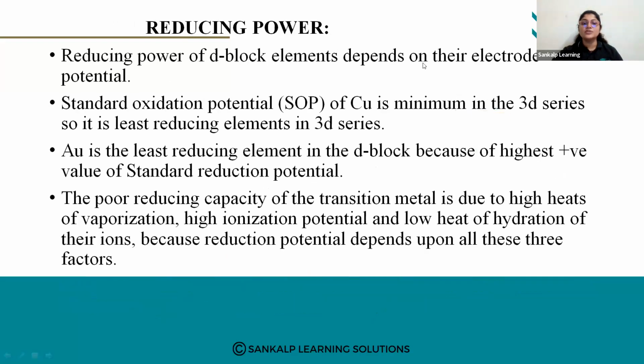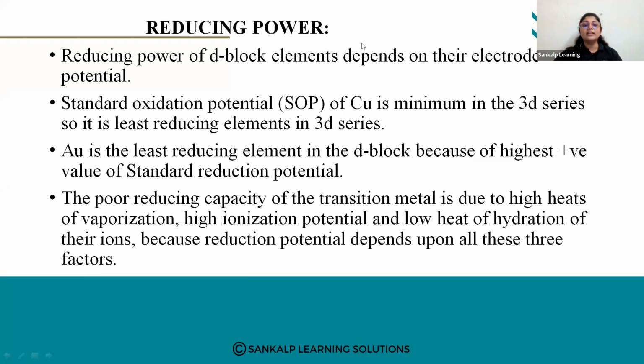Next is the reducing power. The reducing power of d block elements depends on the electrode potential. Reducing power means it reduces others and itself undergoes oxidation. The standard electrode potential, that is standard oxidation potential, of copper will be minimum in the 3d series. The 3d series is the first series in d block elements, so copper is the least reducing element there.